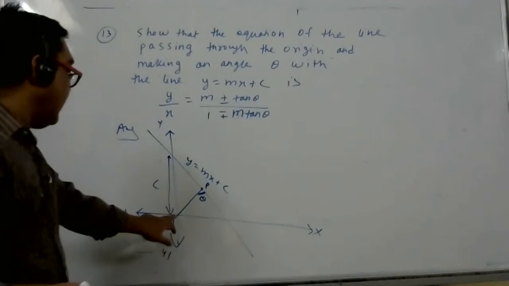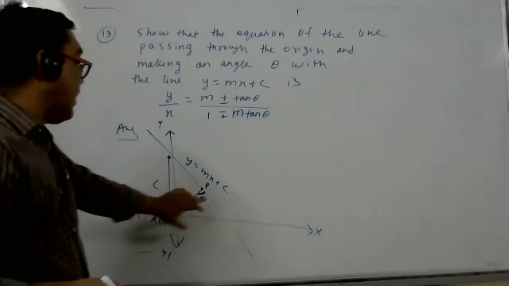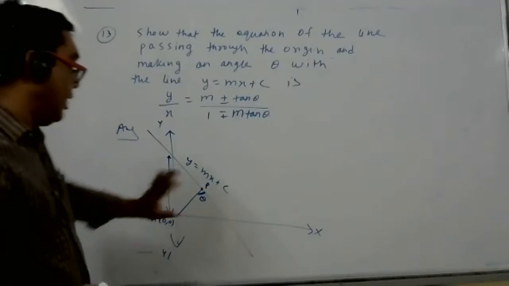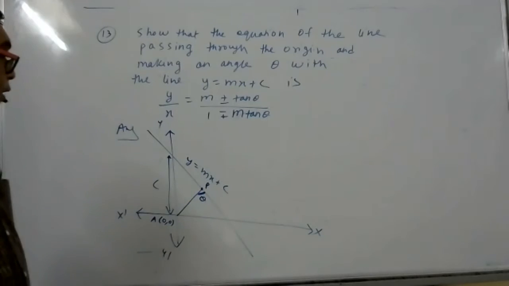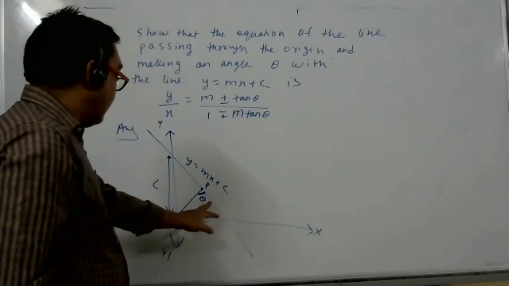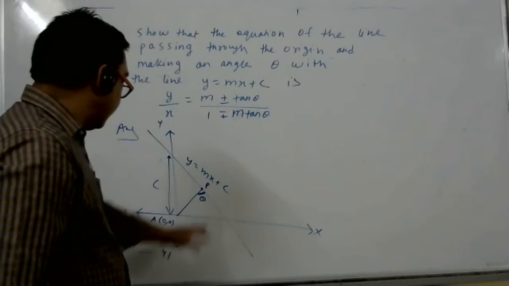So this is point A, the origin. This is point P. We have to find the equation of AP. That much is there. Now tell me how to find the equation of AP. Looking difficult only. This angle is theta. Bhushan, tell me how. This is theta, so what can we do?